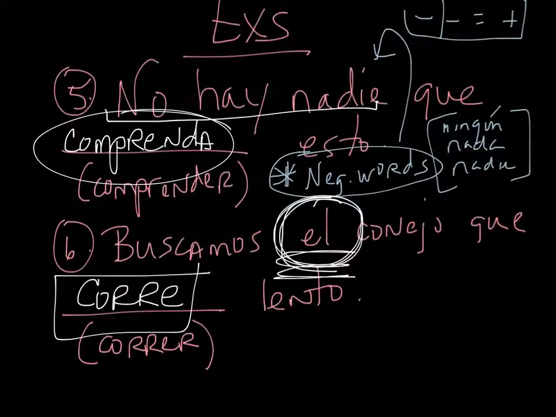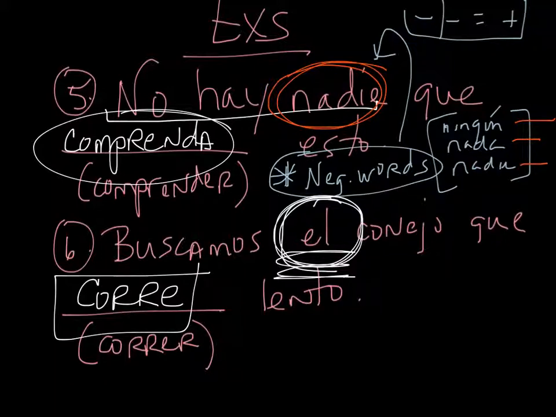One thing you want to familiarize yourself with here, as you can see in example number 5, are these indefinite negative words. Okay, ningún, nadie, nada: none, no one, nothing. You also have to realize that in Spanish, the use of the double negative is common and encouraged. In English, we do not use double negatives. I ain't doing nothing. We don't speak like that.